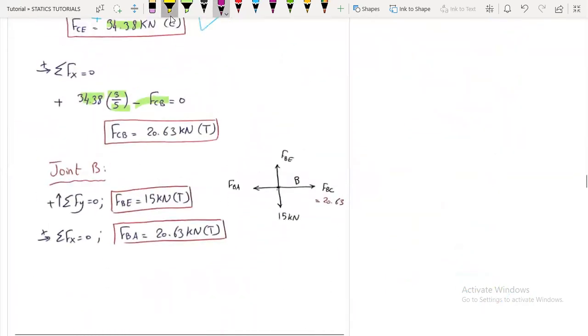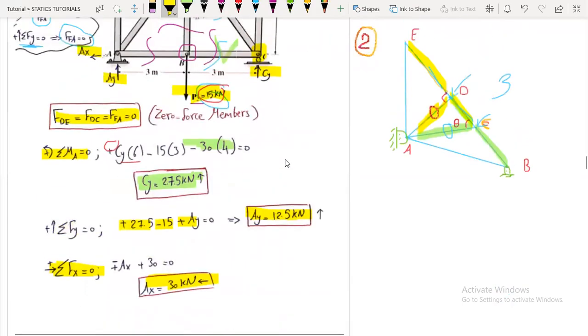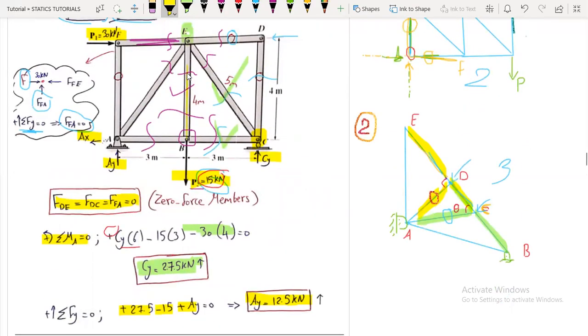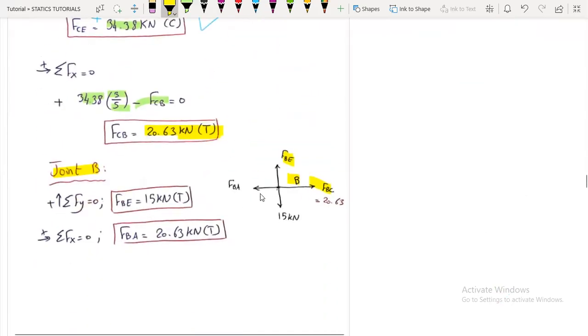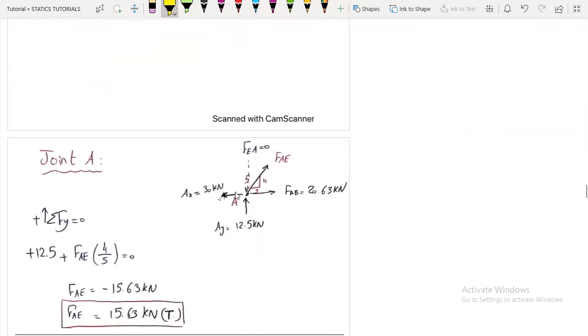So here is joint B. Here is FBC, which we have already found, 20.63 kilonewtons in tension. We have FBE and FAB, and we have the external force. So here is FBA and the external force. So it's obvious that FBE will be what? 15 kilonewtons in tension, and FBA will be what? 20.63 kilonewtons in tension.